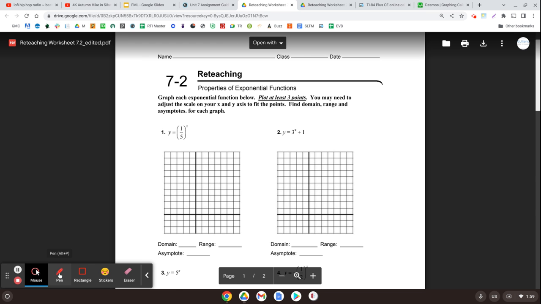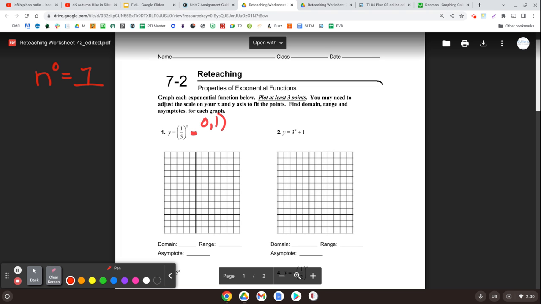Before we get started, I want to remind you something that's come up a little bit lately, and that is any number to the 0 power is equal to 1, okay? So how do we find our y-intercept? We put in a 0 for x. 1/5 to the 0 power is actually 1. But here, the y-intercept is actually 2 because 3 to the 0 is 1. Then we got to add 1.